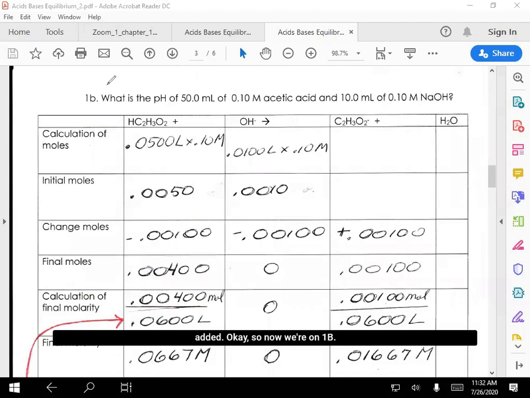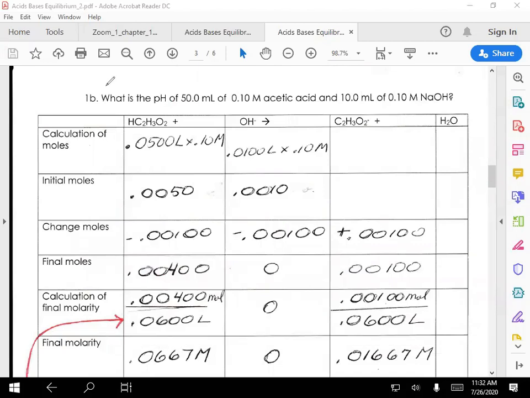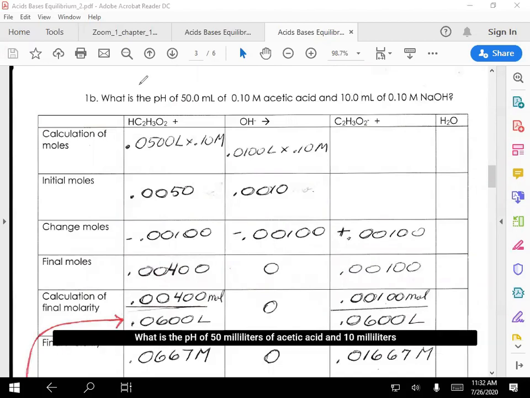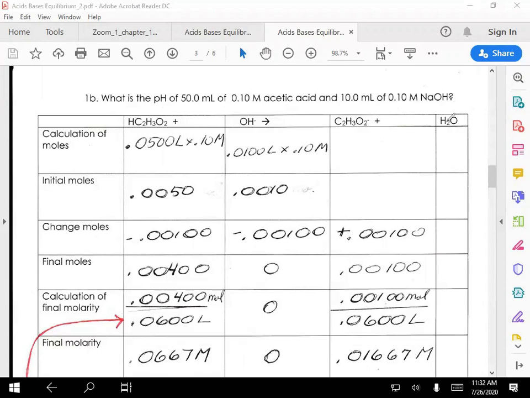Okay, so now we're on 1B. What is the pH of 50 milliliters of acetic acid and 10 milliliters of sodium hydroxide? We need to set up a table to react the weak acid with the strong base. Since sodium is a spectator ion, we can ignore the sodium. And then the reaction will go to acetate plus water.